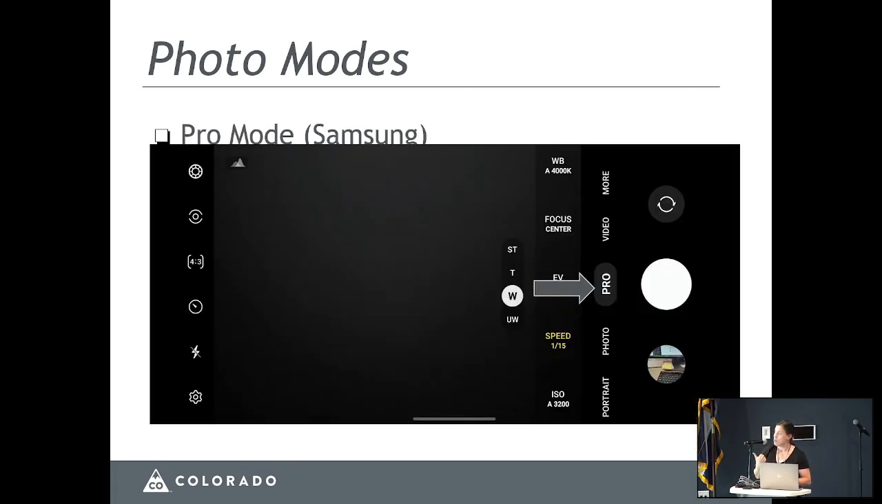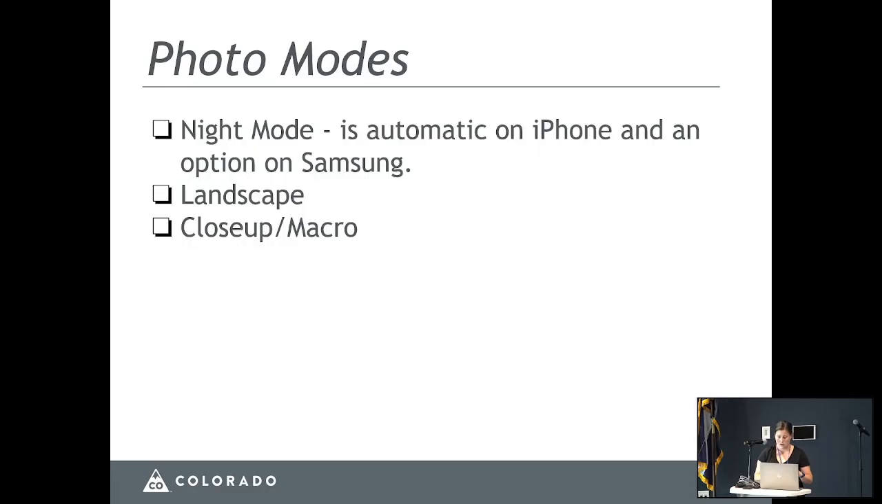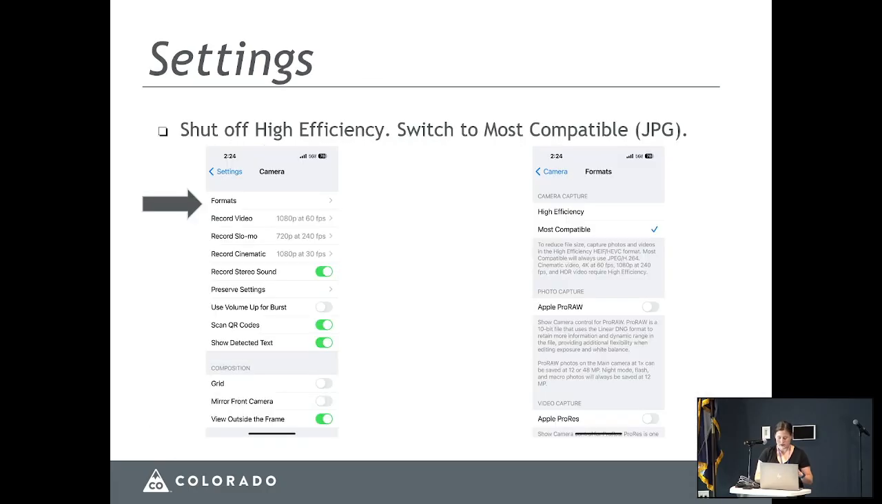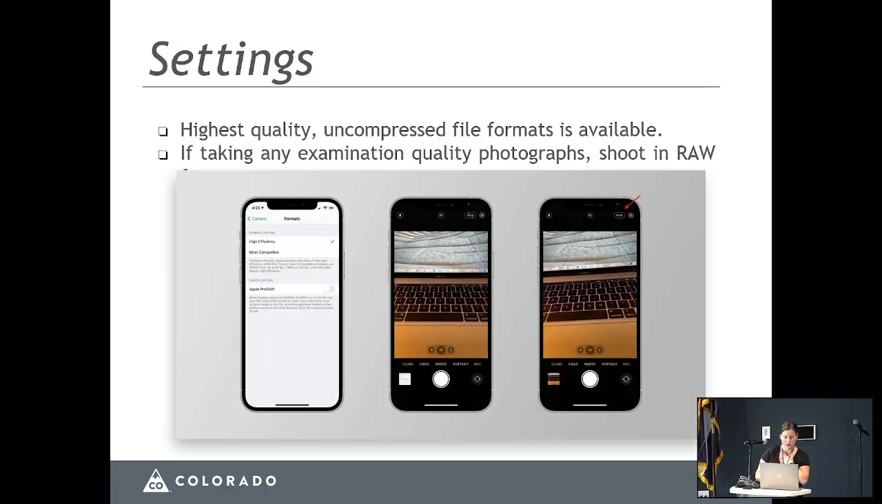This is the Pro mode on the Samsung. That's where you can start changing your shutter speed, your ISO, and things like that, similar to a DSLR. Here's where you can change your image quality format within your cell phone. On a DSLR, you have to go into the settings and change your image size to a RAW or TIFF. This is how you would do it on a cell phone. Like I said, the uncompressed file formats are what you want for any sort of work that requires a scale or is needed for examination quality.